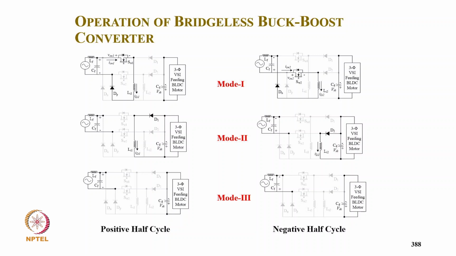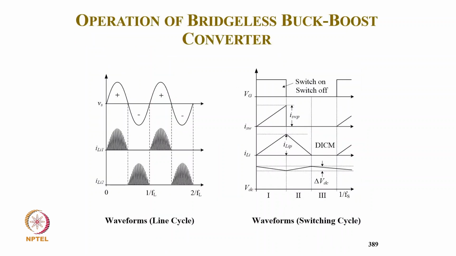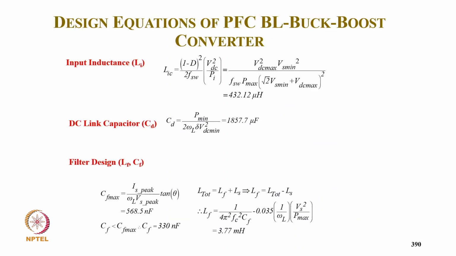So these are again three modes: the switch conduction for the positive half cycle, diode conduction, and neither of the two. Similarly for the negative half cycle for the other converter: switch conduction, then diode conduction, and neither of the two. And these are the typical waveforms of your input inductor current in DCM, and typically the enlarged waveform. The calculation of the input inductor comes to 32.1 microhenry.